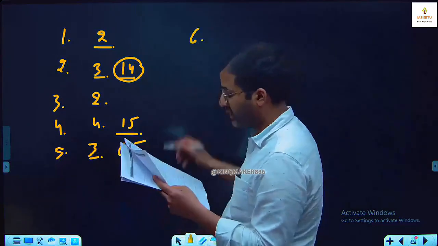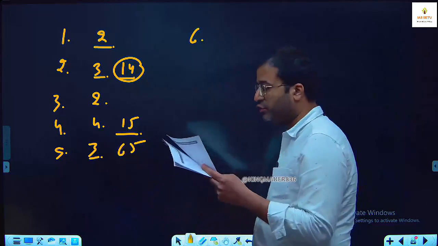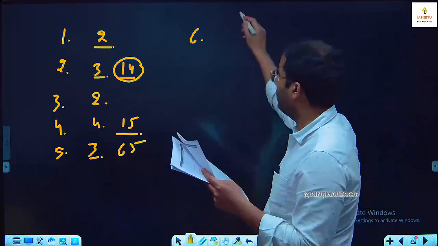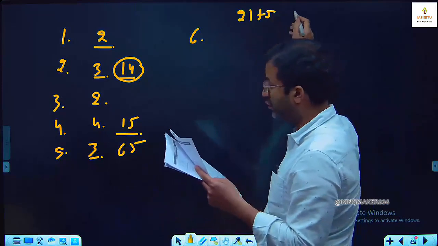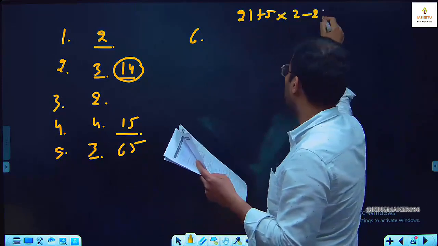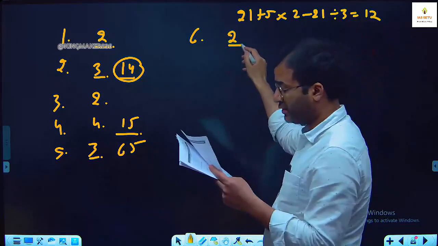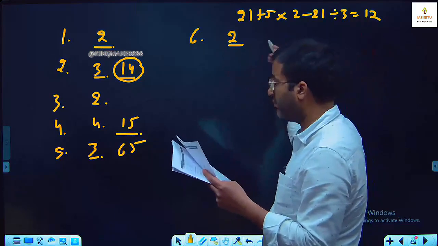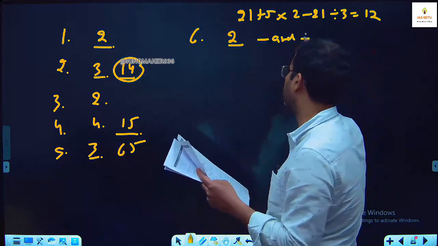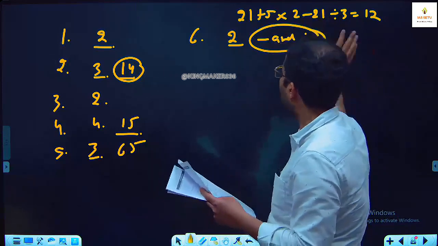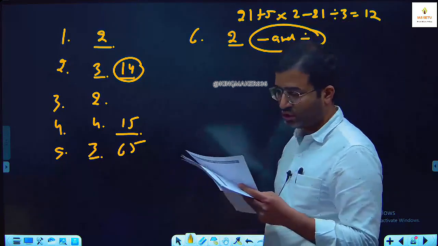Question number 6, there is a correction. It is given: which of the two signs should be interchanged in order to make the following equation correct. ये लिखा हुआ है 21 plus 5 into 2 minus 21 divided by 3 is equal to 12. आंसर ऑप्शन 2 में करेक्शन कर लो, it is written 'and divided by', minus and division, और यही आंसर आएगा. माइनस और डिवीजन को इंटरचेंज करना है, then you will get the answer.